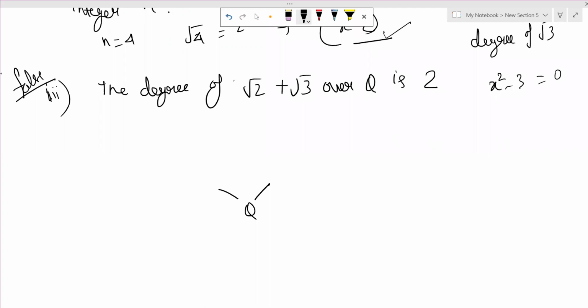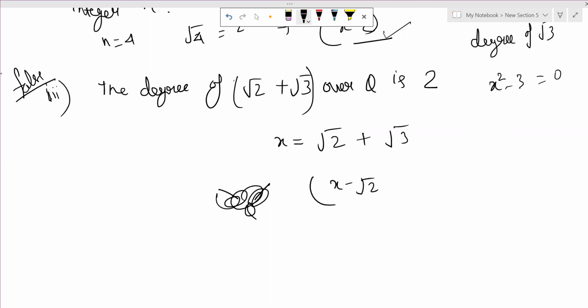How will you claim that is minimal? We can construct a polynomial. How will you give me a polynomial of degree 4 for which root 2 plus root 3 is a root? Say alpha, or x, is equal to root 2 plus root 3. Then x minus root 2 should be root 3.